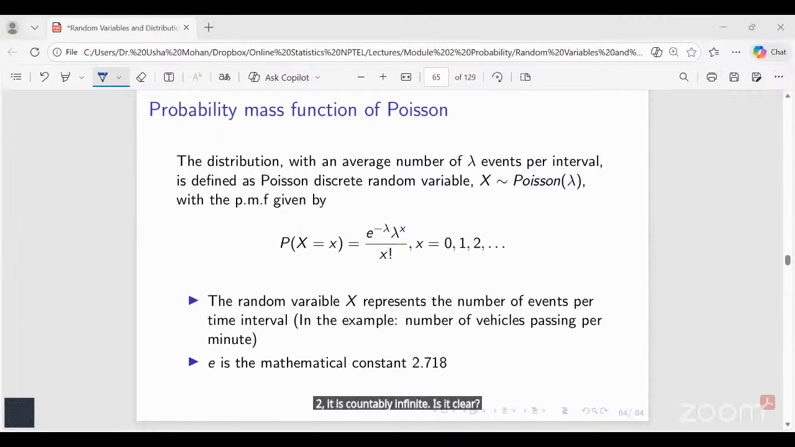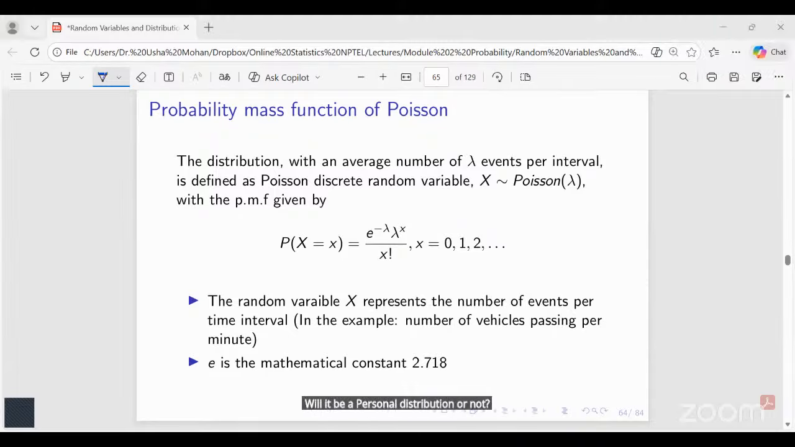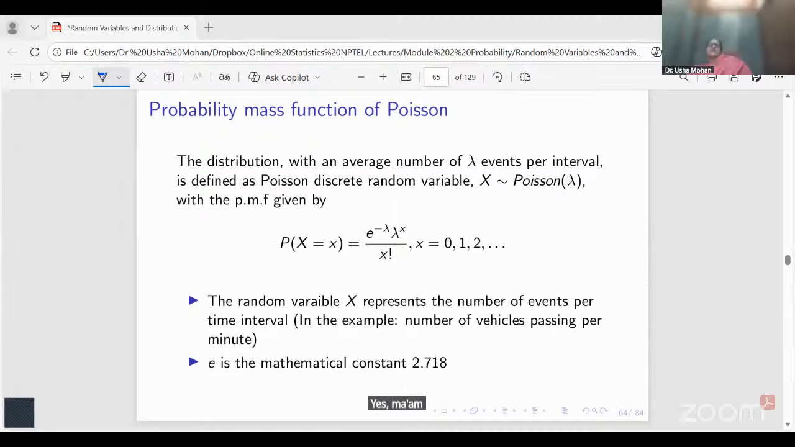Number of telephone calls received per minute. Will it be a Poisson distribution or not? Yes, it will be. Is it an interval of time or an interval of space? Interval of time. Number of defects in a roll of cloth.